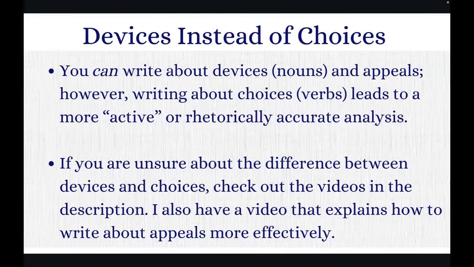If you're unsure about the difference between devices and choices, I'll link some helpful videos in the description. In most cases, you can turn a device into a choice. So for example, repetition can become repeats. You just go from a noun to a verb. The same thing happens with juxtaposition. It becomes juxtaposes or contrasts.